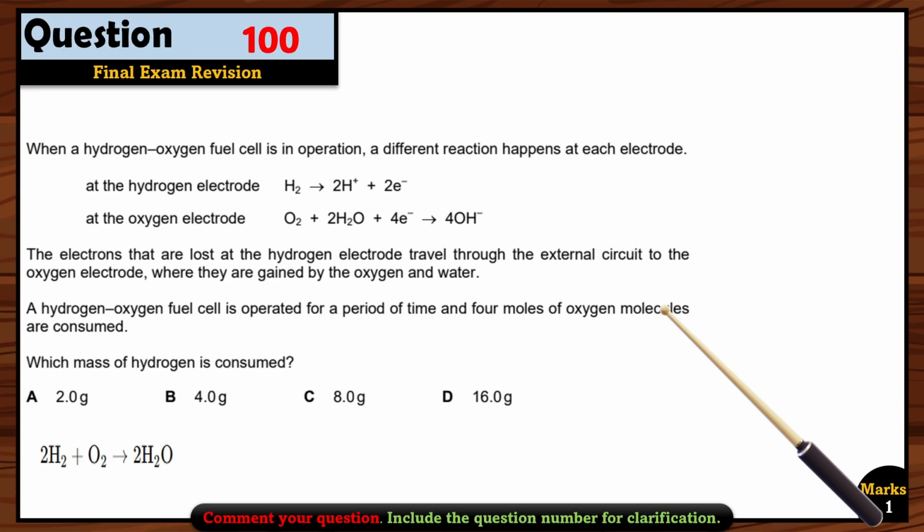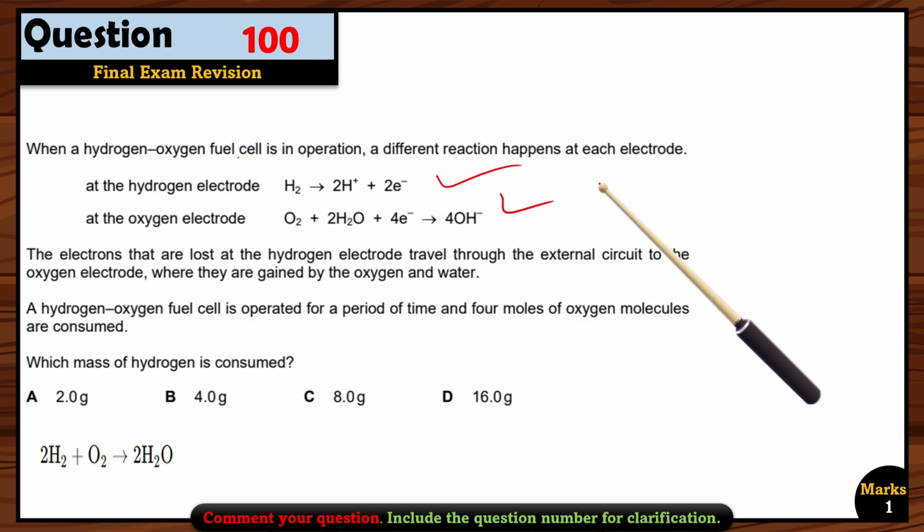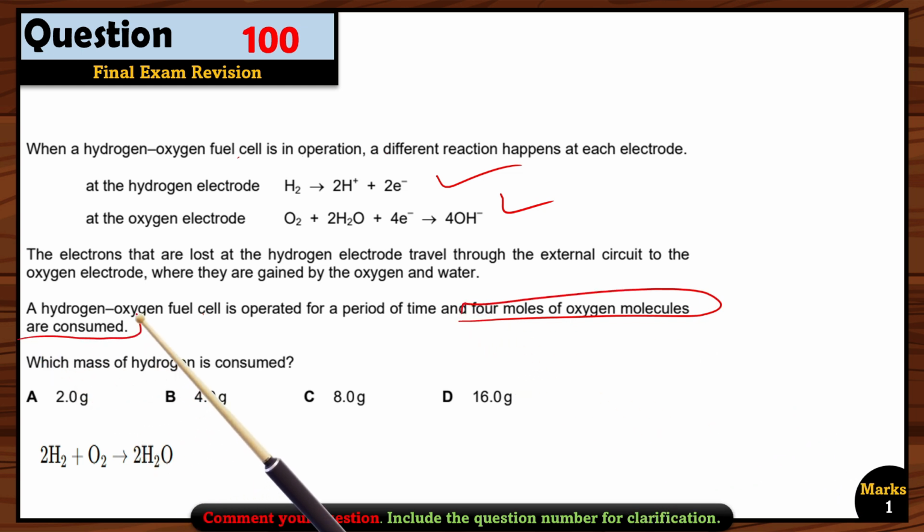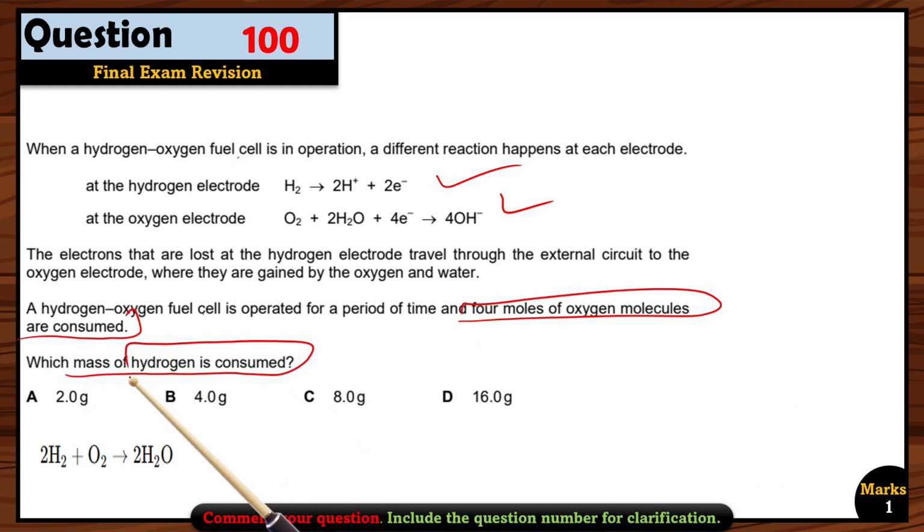Question 100. This question is actually related to chapter number 5, but it was about the hydrogen-oxygen fuel cell, so that's why I added this question in this chapter. Let's see the question. When a hydrogen-oxygen fuel cell is in operation, these are the two reactions happening. A hydrogen-oxygen fuel cell is operated for a period of time and 4 moles of oxygen molecules are consumed. Which mass of hydrogen is consumed? Before doing the moles working, we have to write the equation. These are the half equations. This is not the actual equation, right?